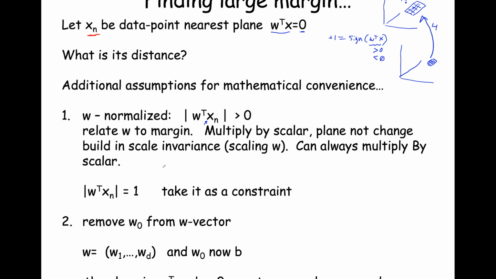So here, I'm going to take it as a constraint that the magnitude of the score, W transpose x, where xn is the closest off-plane point, is precisely equal to 1, and I can do that by scaling up and scaling down this hyperplane. It's still the same plane, only I'm scaling it to make sure that this condition holds, this constraint where the closest off-plane point has the magnitude of the score equal precisely to 1.